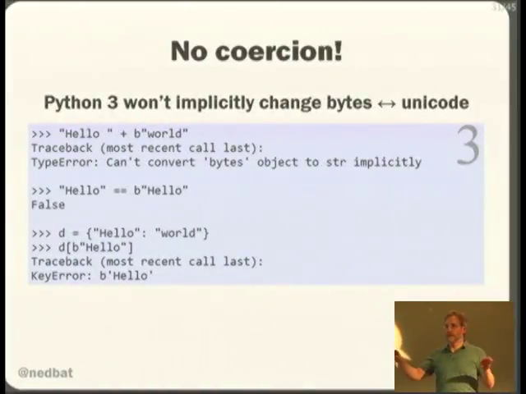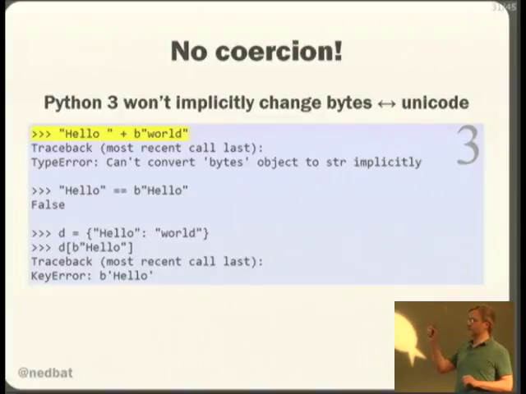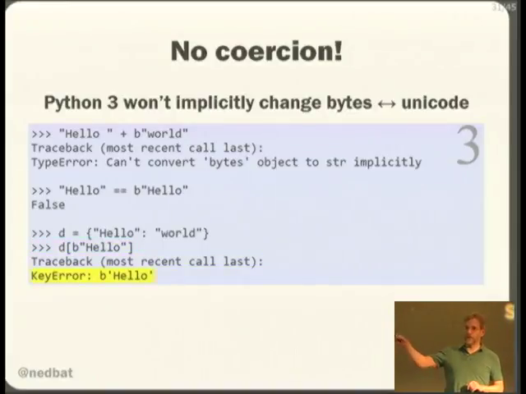There's no coercion. Python 3 will never automatically, implicitly, silently behind your back change your bytes into Unicode or vice versa. If I say, add my Unicode string and my byte string, it'll say, it's a type error, you can't do that. If I ask if these two are equal, Python 2 would have said these were the same, and Python 3 says they're false. It's not equal. If I make a dictionary with a Unicode string key and look it up with a byte string value, it will say it can't be found. Python 2 would have given you back the string world there.